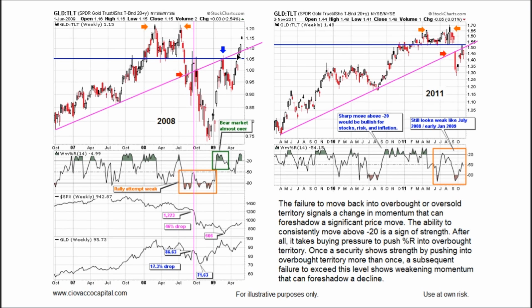And notice when we break out here, that's a strong looking candlestick, and then a gap up. So that's a pretty convincing move to higher ground for inflation over deflation expectations. And the stock market did do well after that point.